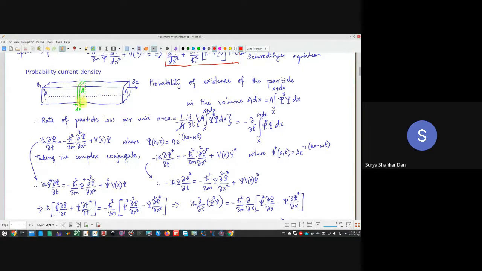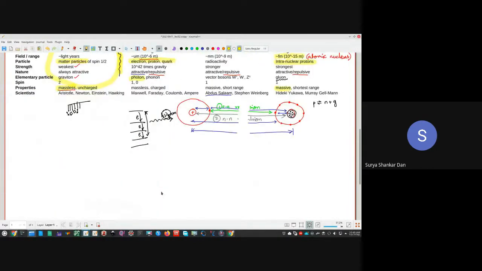So if there is an area A and dx is the differential length, then in this certain volume, what is the probability of existence of this? Remember psi star psi. Here is one aspect which I have to explain. Suppose you have A plus iB, call this X. The complex conjugate of X will be how much? Just the imaginary part will become minus.